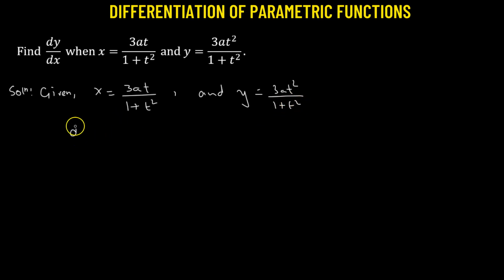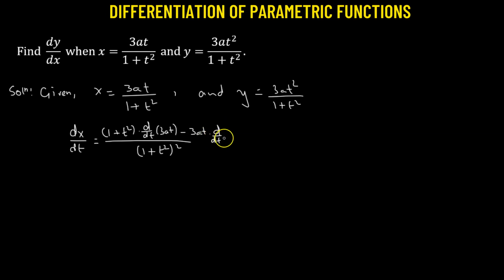Now let's begin by taking the derivative of x with respect to t. Here we'll have to use the quotient rule. So we'll start with the denominator. We have 1 plus t squared, and we will square it. Then in the numerator, we have 1 plus t squared, which gets multiplied by the derivative with respect to t of 3at, minus 3at times the derivative with respect to t of 1 plus t squared. Fine. This will then become 1 plus t squared.